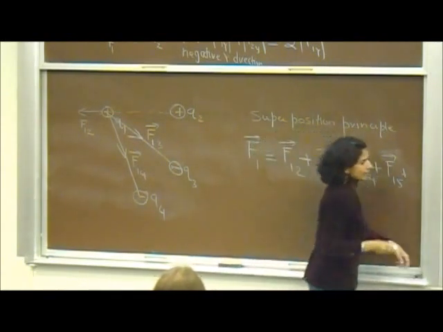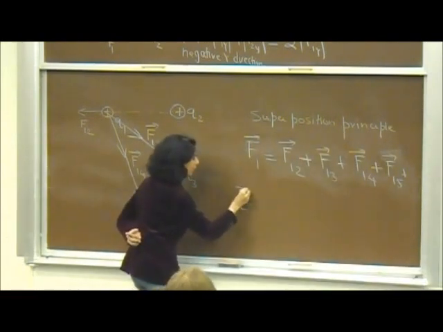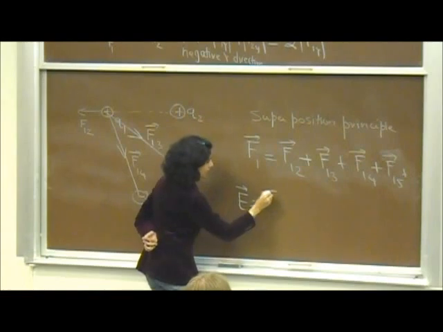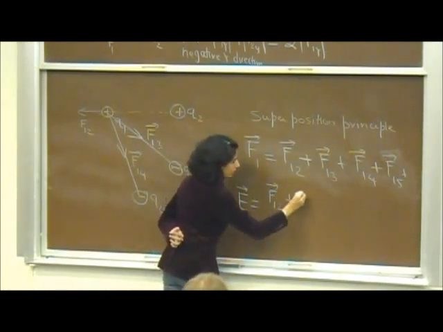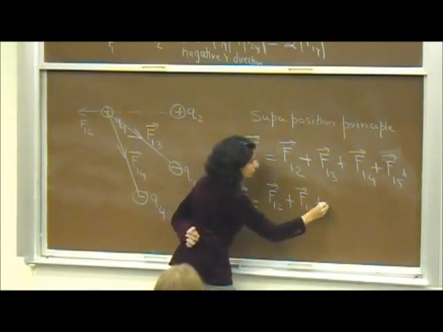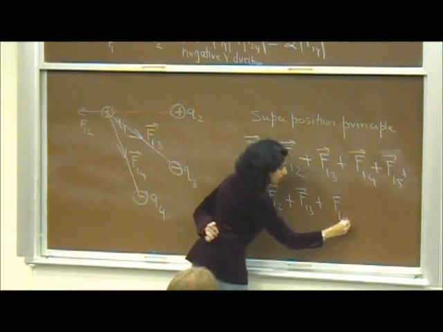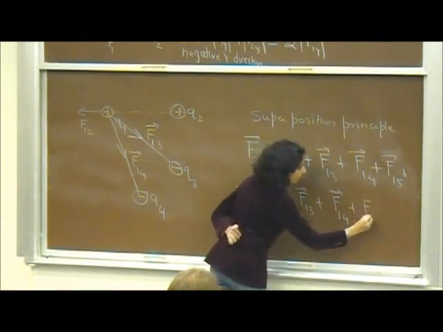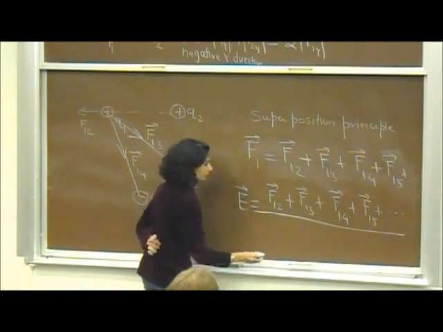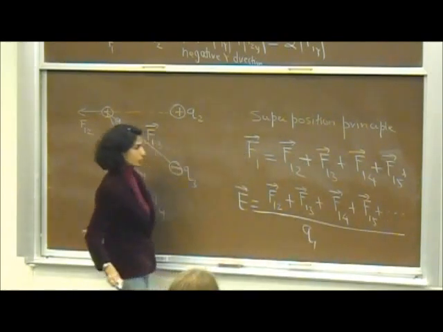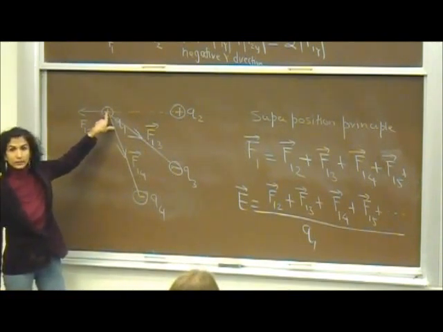And so what do you think it will give us for this case? Do you see that then my net electric field can be written as, you know, F12 plus F13, F15, etc., divided by the charge on Q1, right? If you're trying to find the net electric field at the location of charge 1. If I were trying to find what is the net electric field here, okay?